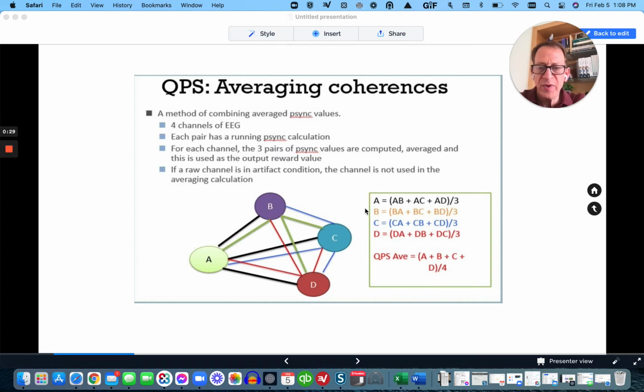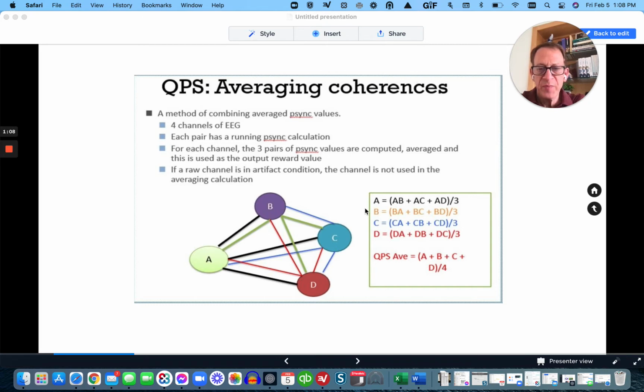They're always based upon four channels of EEG that are represented by sensors A, B, C, and D in this location. Each pair of combinations has a running calculation for coherence in the EEGer software that's represented as a p-sync value. In other models, it may be called coherence. You do want to make sure that whatever system you're using, the coherence algorithm is equivalent to the one that we've utilized. For each channel, the three pairs of coherence values are computed and averaged.